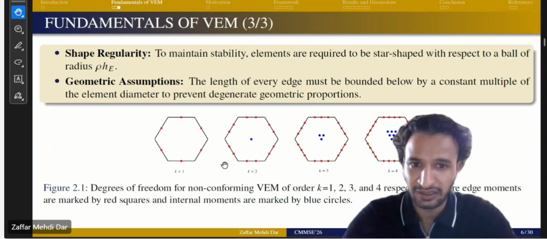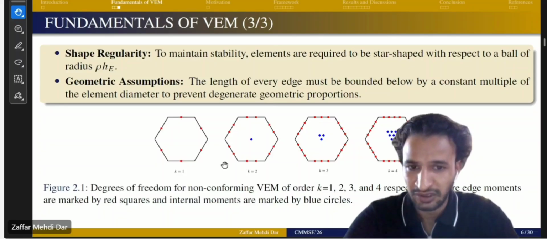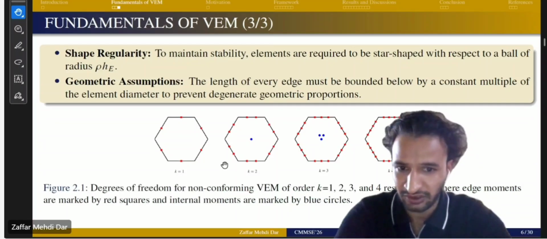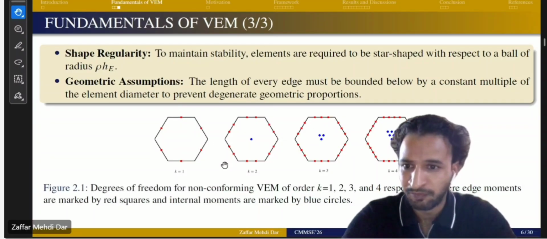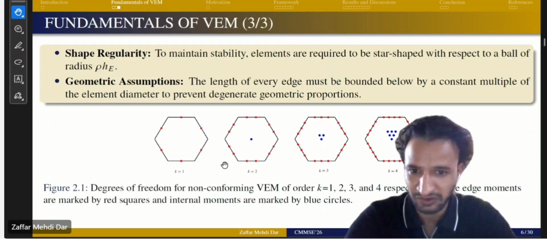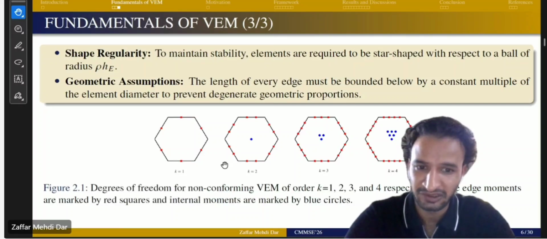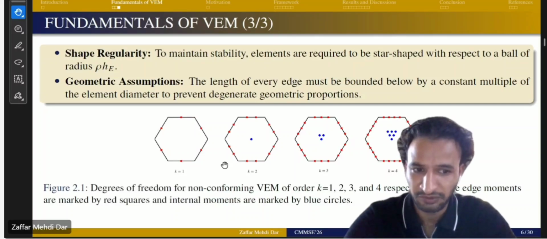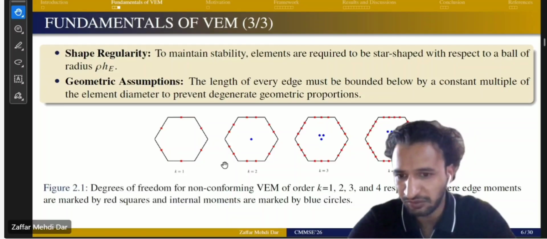Now we need to have some regularity on these elements. We are going to have shape regularity to maintain the stability of the elements. We are going to have this assumption that any of the edges should not vanish at any point. These are some of the assumptions that we are going to take for these elements, and figure 2.1 illustrates the location of the degrees of freedom in a non-conforming virtual element method for different VEM orders, like k equals 1, 2, 3, and 4 respectively.